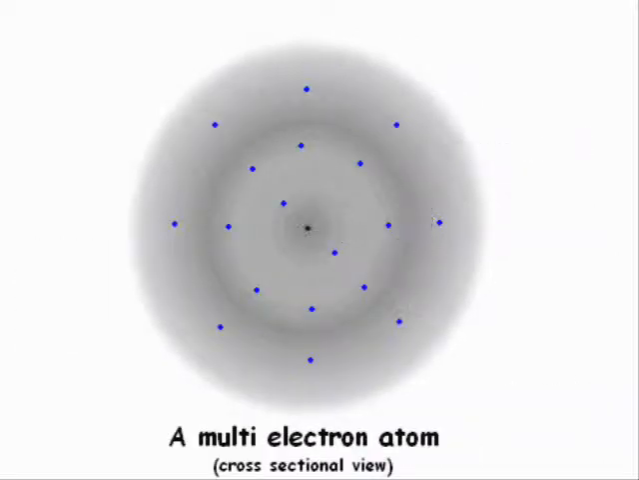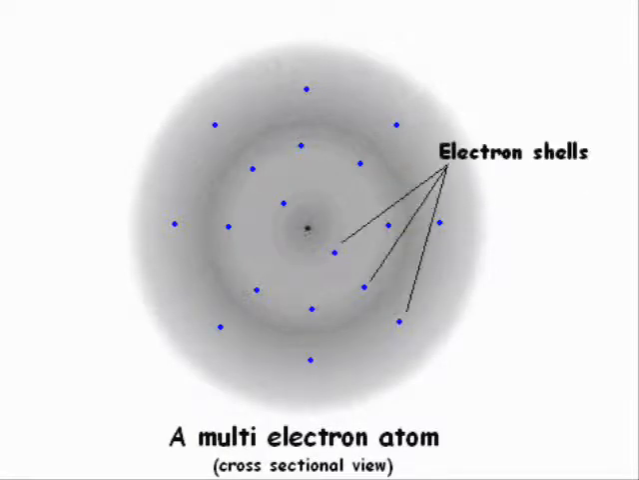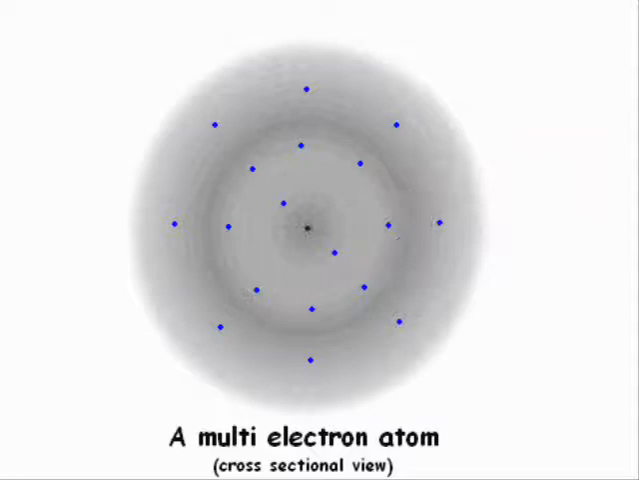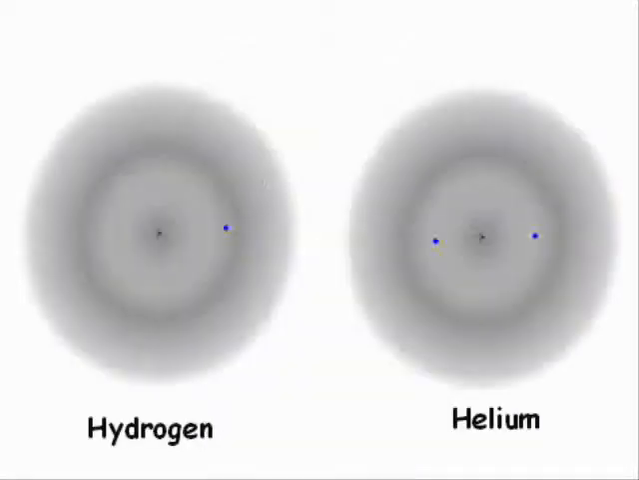There are three types of shells in an atom. 1. Electron shells. The electron shells are the shells in which the electrons are configured in an atom when the atom is in a non-excited state. Hydrogen and helium have one electron shell.